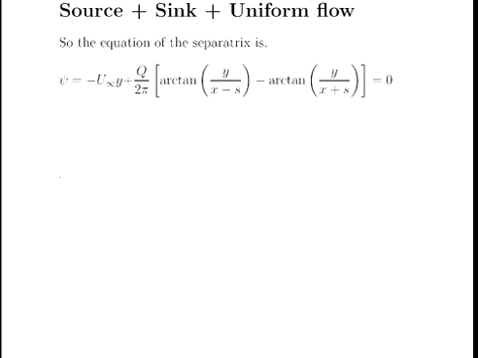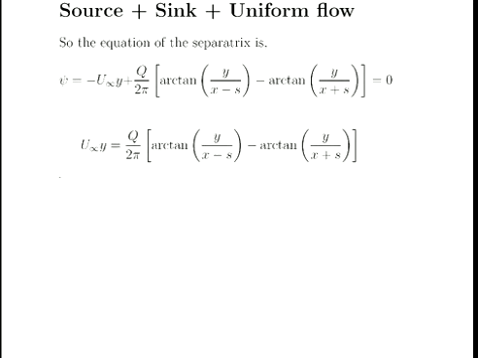So again, it's very straightforward. I just set that stream function equal to 0, and I solve or try to simplify that expression to give me an x coordinate as a function of y, or vice versa. So again, I think it's easier in cylindrical polar coordinates, so I'm going to rewrite arctan y on x minus s as theta A, and that other arctan term as theta B.